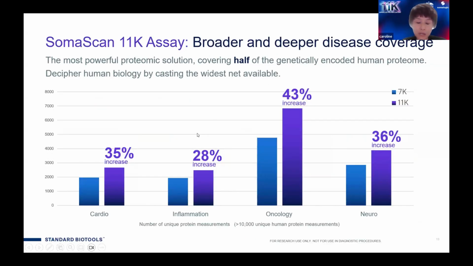In terms of specific disease areas such as cardiovascular disease, inflammation, oncology, and neurodegenerative disease, we have increased content by 30 to 40% in these important disease areas in our current 11K assay.